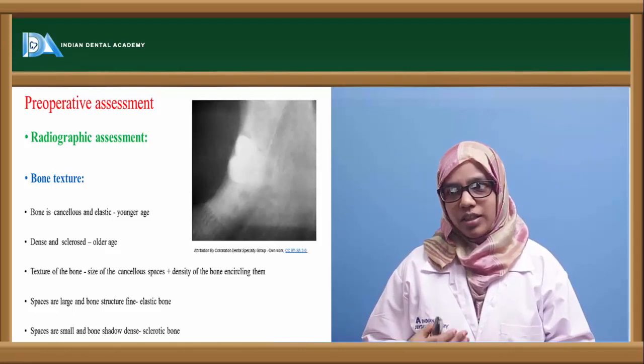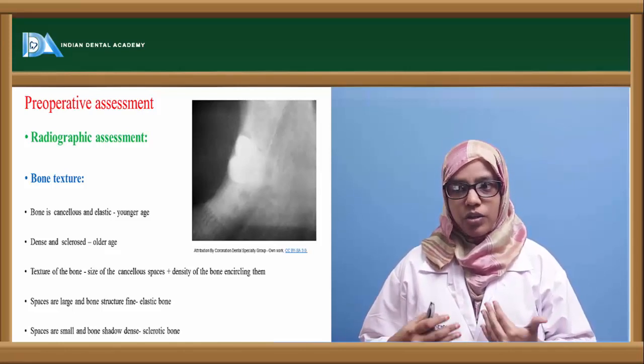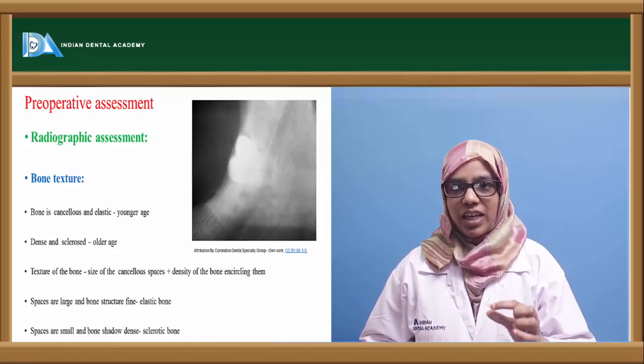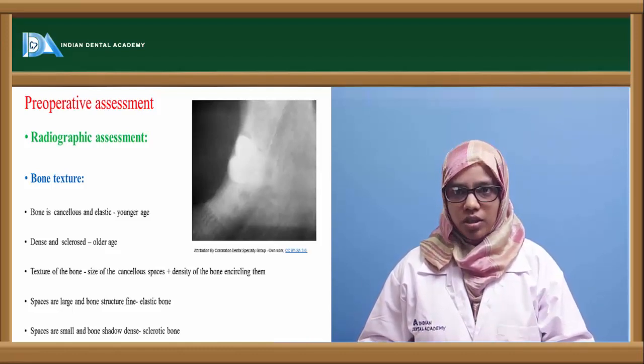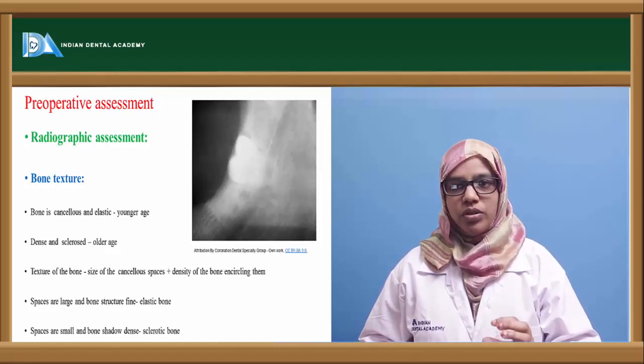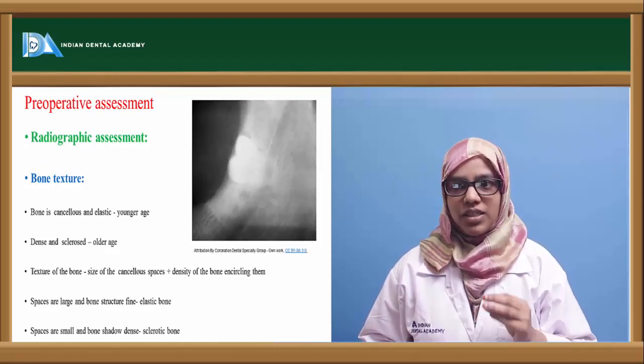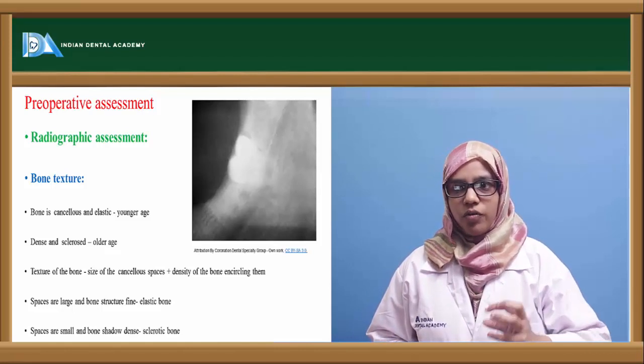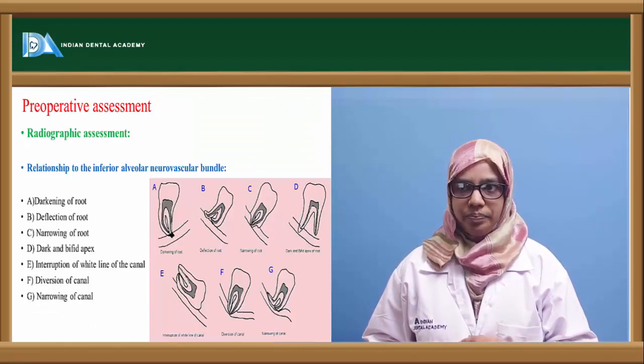Now how will you see the cancellous and the dense part? When you see the texture, you will see the size of the cancellous space and the density of the cortical bone. If this cancellous space is large and bone structure is fine, then it is elastic. If this cancellous space is small and a lot of bone is there, then it is sclerotic.